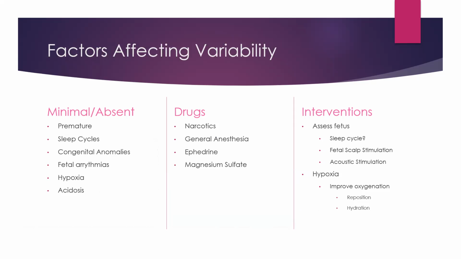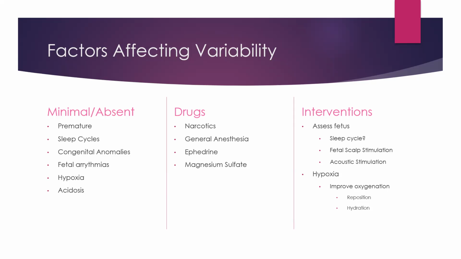So let's take a little deeper dive into factors that affect variability. For minimal or absent variability, if that baby is premature, we have a little bit more grace as far as the variability goes. We don't expect that baby's central nervous system is as developed as a full-term baby. Also, babies do go through sleep cycles, and sleep cycles generally last about 20 to 40 minutes. In a sleep cycle, we will typically see minimal variability. If there are any congenital anomalies present, any fetal arrhythmias, we may note minimal or absent variability.